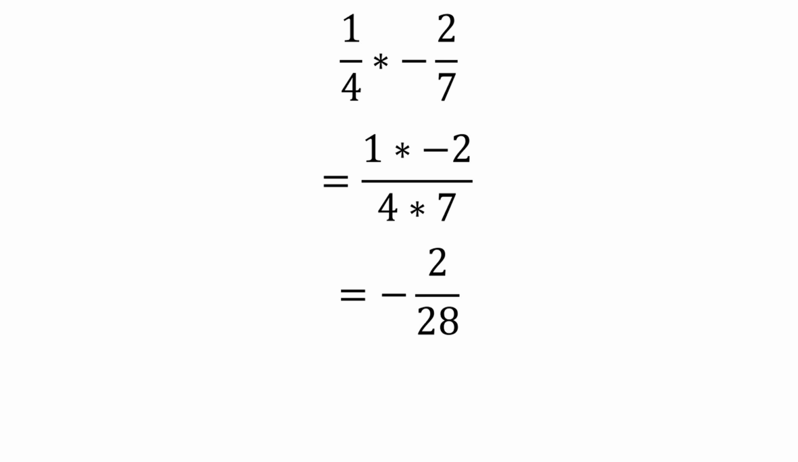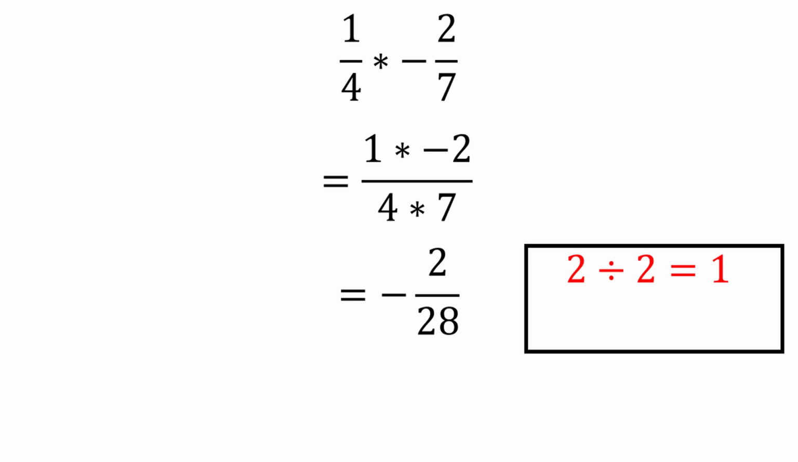Typically, we want to reduce our fractions as much as possible. Both 2 and 28 are divisible by 2, meaning if we divide each number by 2, we still get a whole number. 2 divided by 2 is 1, and 28 divided by 2 is 14. So the simplified fraction is -1/14.